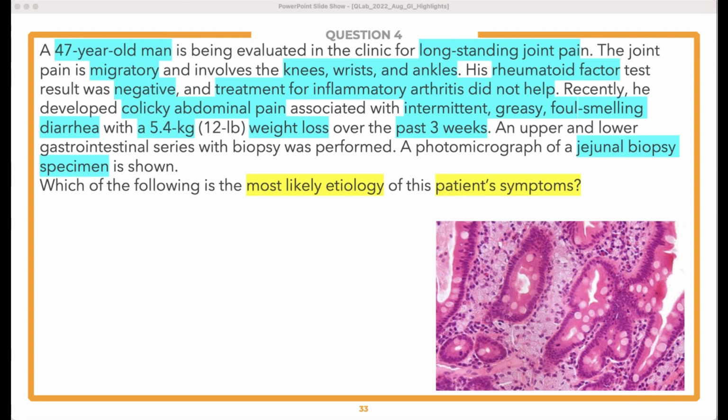Then they tell us about some workup that was done and a photomicrograph of a jejunal biopsy that's shown, so we're going to have to take a look at that. The question is asking about the most likely etiology of the patient's symptoms. So I think we've got to, one, figure out what is going on here. What's the condition? What's going on with this patient? And two, what's the etiology? What's causing that to happen? So a nice 2-step question here. Let's take a look at the next slide.